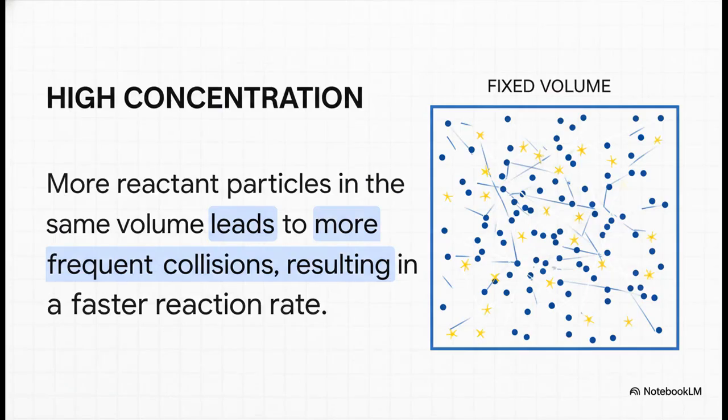Now, what about a high concentration? Well, imagine that same room, but now it's packed wall to wall with people for a concert. It's crowded. People are going to be bumping into each other constantly, right? That's exactly what happens here. You've crammed way more particles into the same space, so they collide much, much more often. And more collisions per second means, you guessed it, a faster reaction rate. See? It really is that simple.